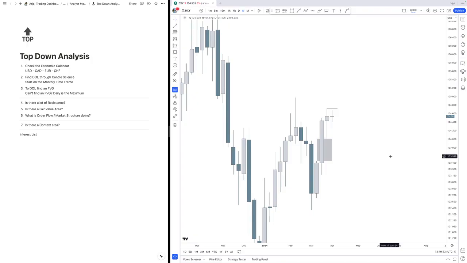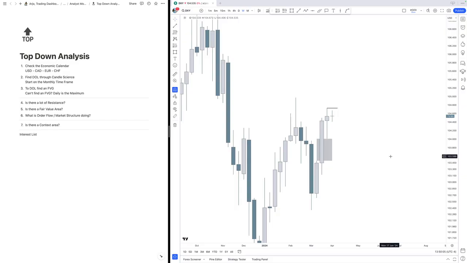So if you don't like paying attention to a fair value area, if you don't like paying attention to order flow, and you notice that you ignore it a little bit, again not on purpose, perfectly fine. If you can still get to an accurate draw on liquidity, that is perfectly fine. You don't need those other things then. Just stick to whatever resonates with you.